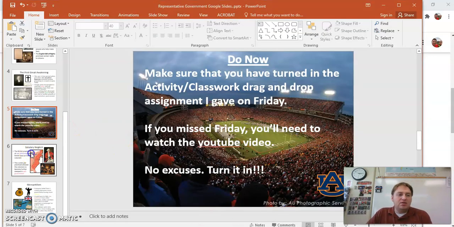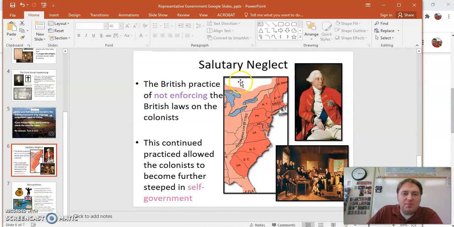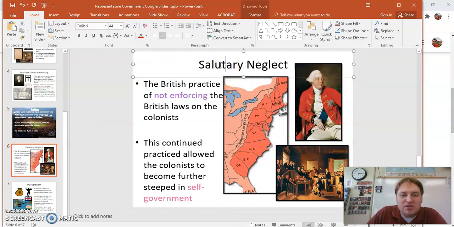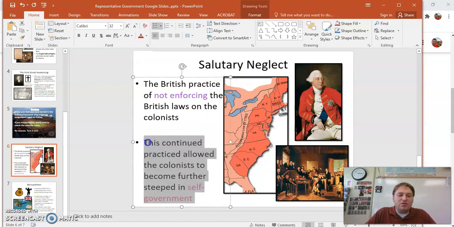The thing called salutary neglect. Now, a lot of people are like, oh my gosh, I don't know what salutary means. But all you need to know is this: if you know what neglect means, salutary neglect will just kind of make sense. In other words, when you neglect something, you're leaving it alone. And what England was doing was leaving the colonists alone to govern themselves, to solve their own problems. And because of that, obviously, self-government or representative government is going to continue to explode throughout the colonies.